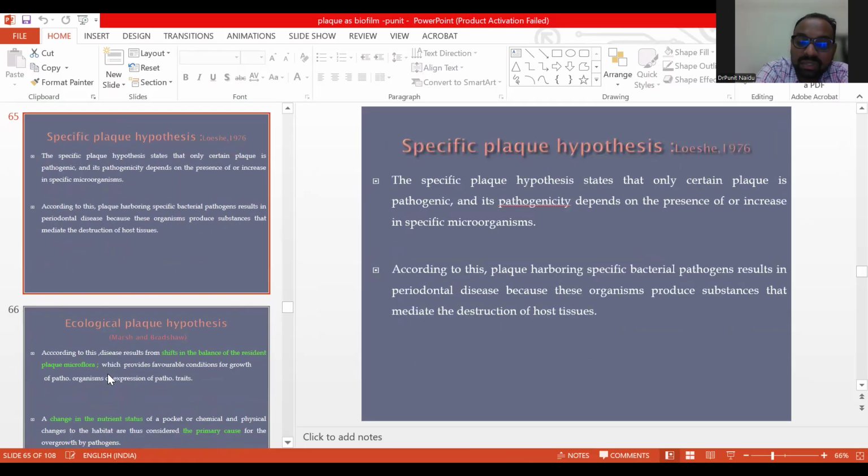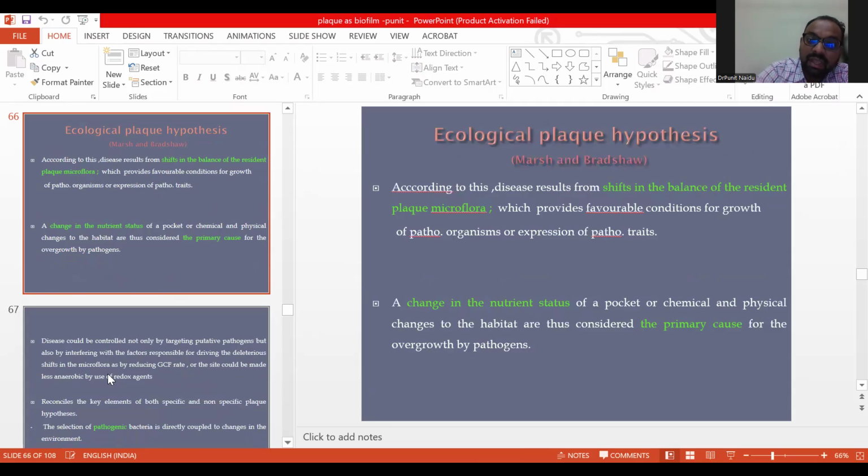The second hypothesis is the specific plaque hypothesis explained by Loesche in 1976. According to this theory, plaque harboring specific bacterial pathogens results in periodontal disease because these organisms produce substances that mediate the destruction of host tissues. And the third one is the ecological plaque hypothesis explained by Marsh and Bradshaw.